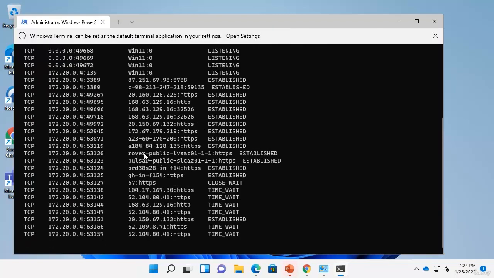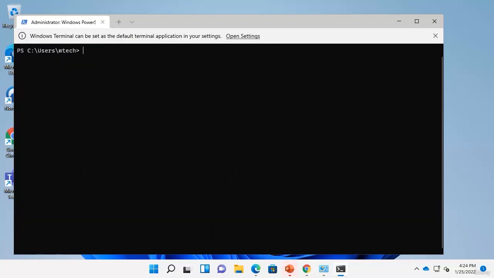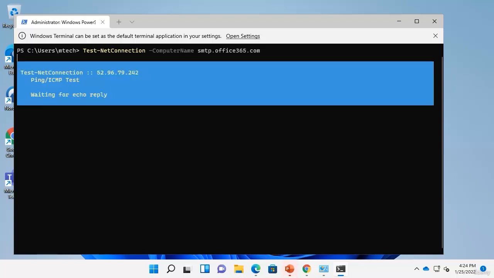Let's do this. This is another good way. In PowerShell, you have a command called Test-NetConnection. What I just did, by the way, was hit the tab key. In PowerShell, you can tab complete commands and parameters. So Test-NetConnection, and then you would specify a particular computer name. Let's just do smtp.office365.com, just as a test.